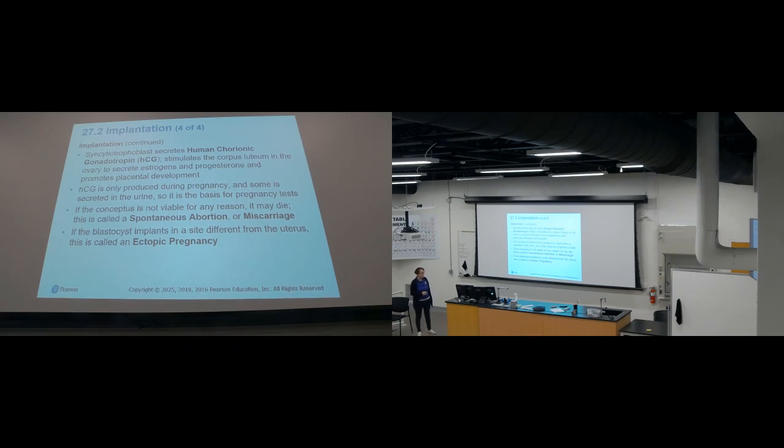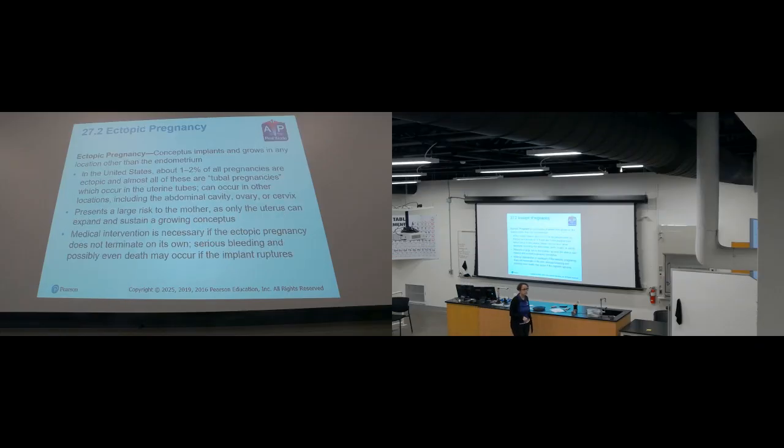And then if the blastocyst implants in another region, outside of the uterus, this will be called an ectopic pregnancy. Ectopic pregnancy can happen due to several reasons. And this ectopic pregnancy happens in 1 to 2% of cases in the uterine horns. These are called tubal pregnancies.